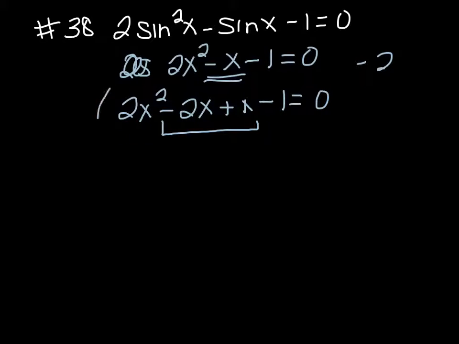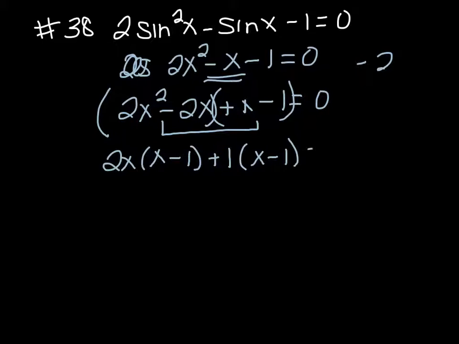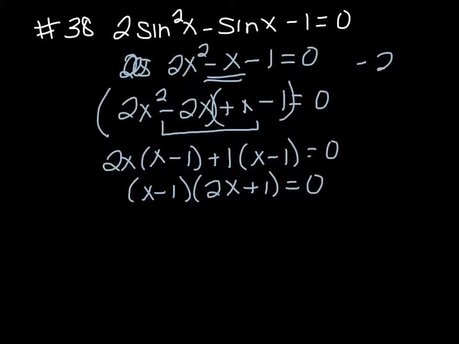Now I can factor by grouping. I'm going to group the first two and I'm going to group the second two. In the first two, I'm going to factor out a 2x. When I do that, I'm left with x minus 1. In the second group, since there's nothing in common, I'm just going to use the coefficient 1. Then I'm left with x minus 1. In common, I have the factor x minus 1. Left over on the outside, I have 2x plus 1. Now at this point, I'm going to simplify and put the sine back in for x.